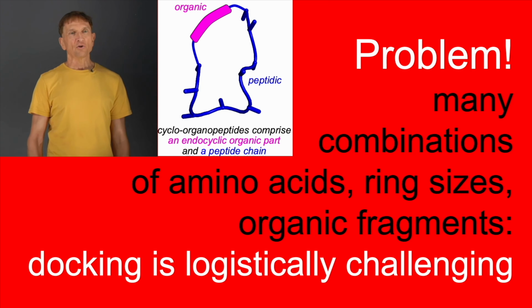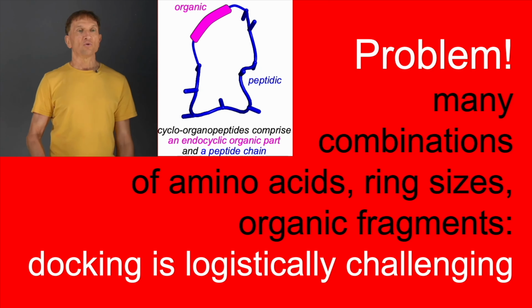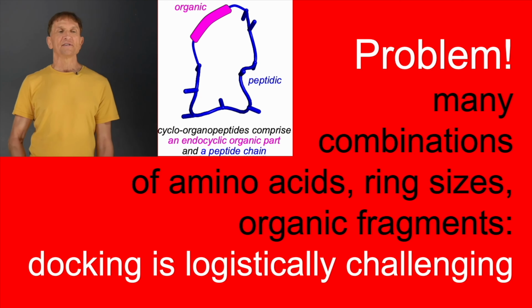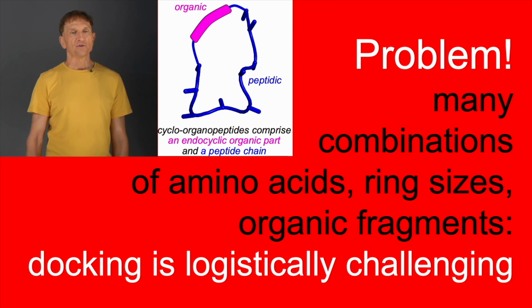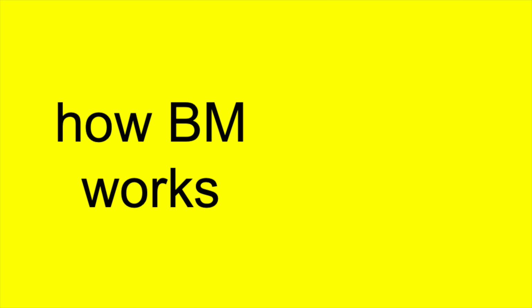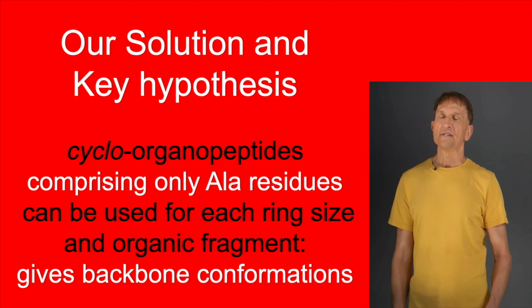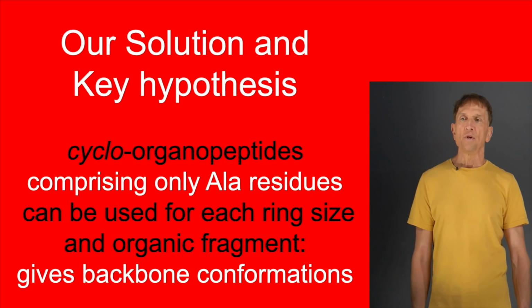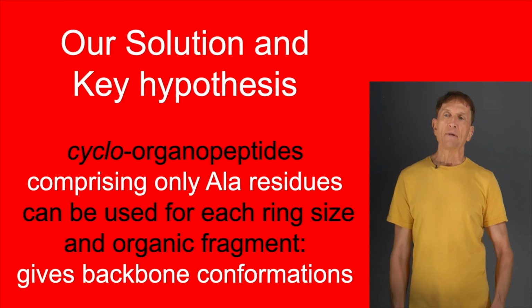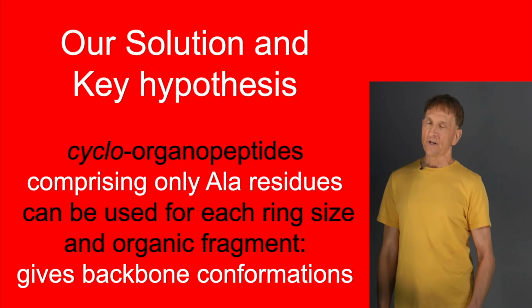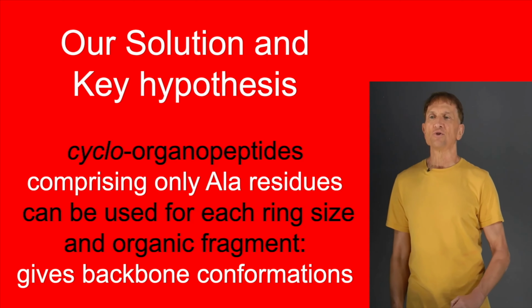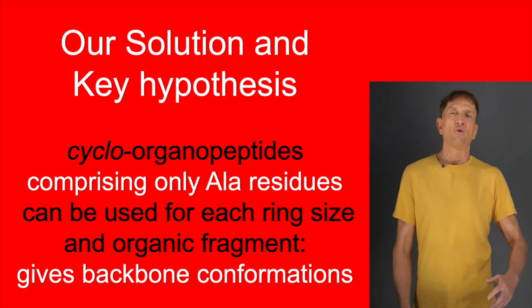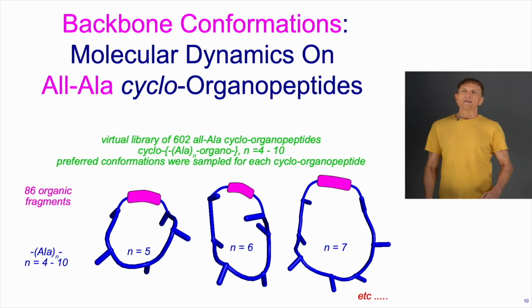That's the problem. If you're going to dock all the combinations of organic fragments, amino acids, and ring sizes, it's going to take a lot of computational energy and probably a lot of time. Our hypothesis is designed to vastly streamline this process. We're supposing that cyclo-organopeptides can be mimicked using only ALA residues. And this doesn't give us the final solution, it gives us the solution for the backbone conformation. And we model those backbone conformations in an aqueous solvent box. We suppose that those are the backbone conformations which are allowed.